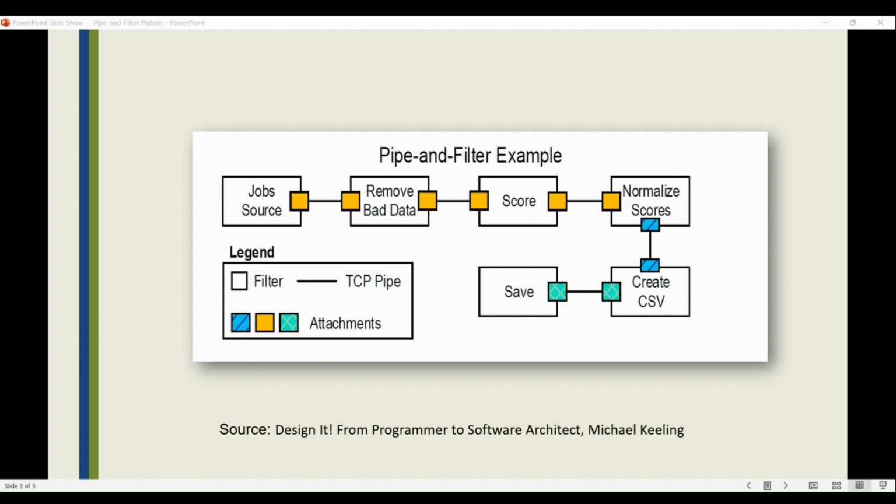These elements work together to create a data processing pipeline that can be easily extended, modified, and scaled. And by breaking down the processing into small independent filters, the pipe and filter pattern enables developers to create highly modular and reusable systems that can be customized to meet different processing requirements. Other than these elements, there are relations as well.